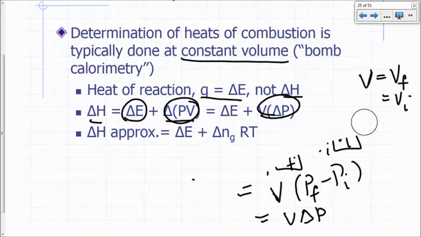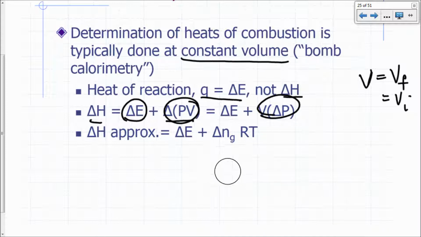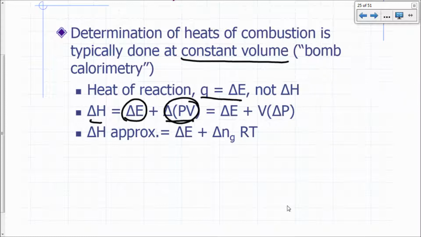Well, if you're in a bomb calorimetry, pretty much the change in PV is going to be a change in the moles of gas. Okay? So you can assume ideal gas law, PV equals nRT.